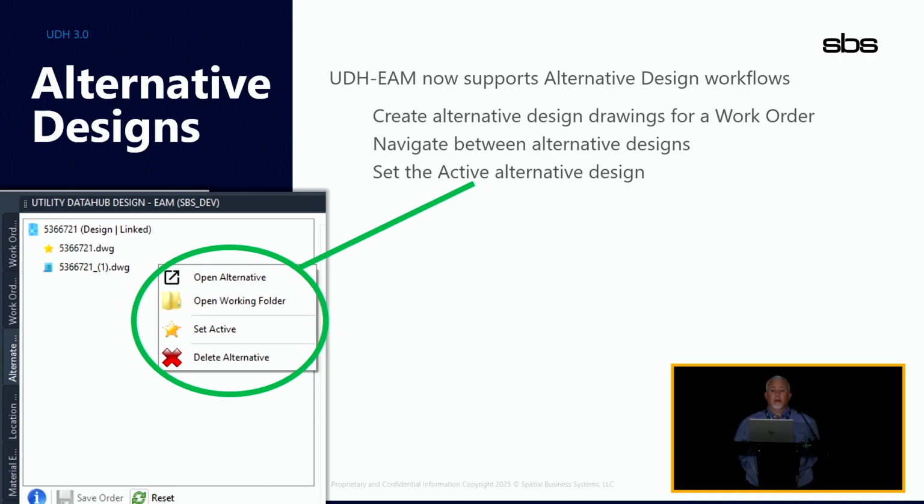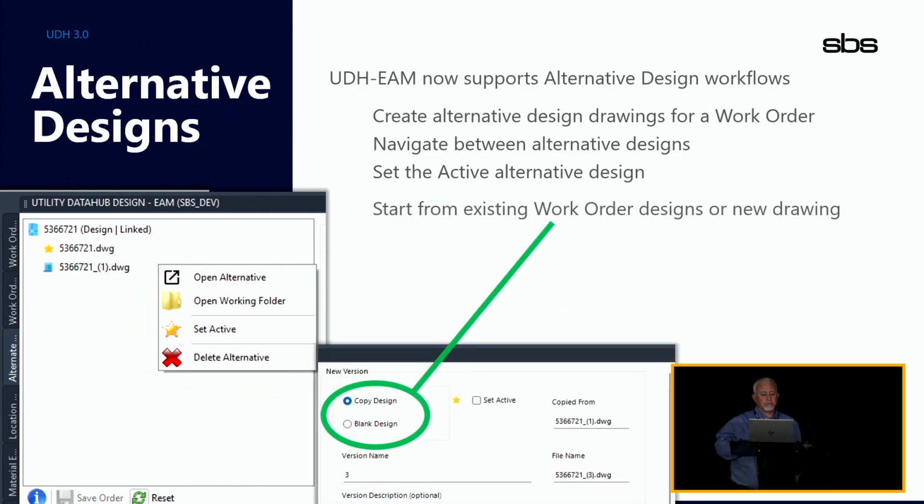Maybe you want to do an underground design and an alternative overhead design for costing purposes to present to a customer for quotation. It's going to cost this much if you want to do underground, it's going to cost this much if you want to do overhead, and you want both of those linked to your work order, and you want to be able to switch and send data back and forth between them. So this supports that kind of workflow.